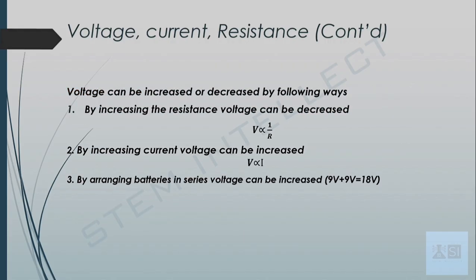So next, voltage can be increased or decreased in the following ways. The first way is by increasing the resistance, voltage can be decreased. How? Voltage is inversely proportional to the resistance. If the value of resistance increases, the voltage will decrease. The second method is by increasing the current, voltage can be increased because voltage is directly proportional to current.